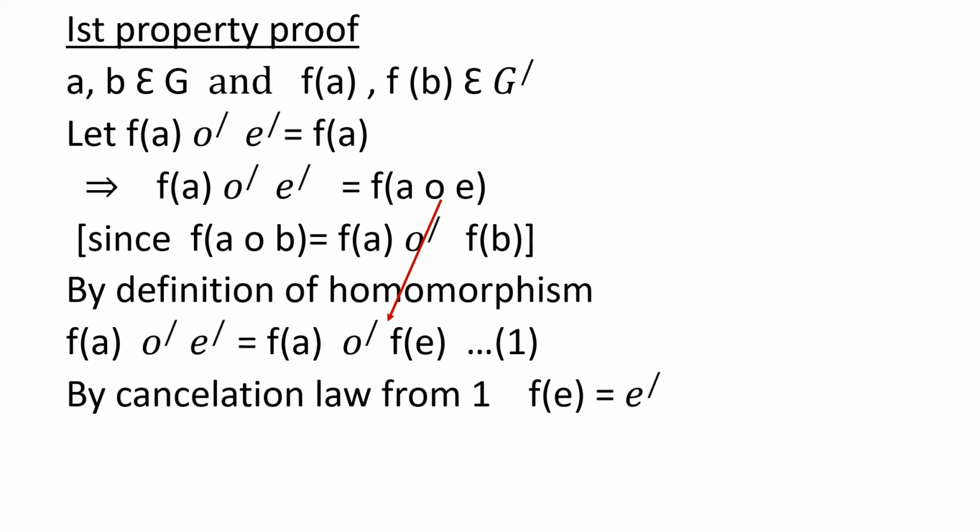Now by applying the cancellation law, f(a) will be cancelled. So e' will be equal to f(e). That was the first property related to homomorphism.